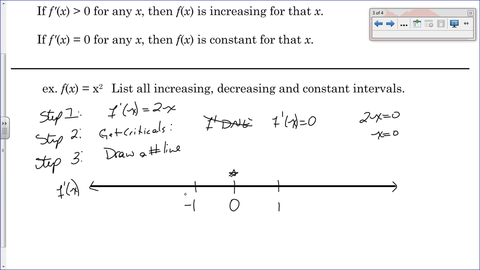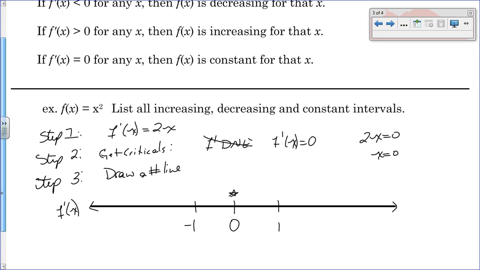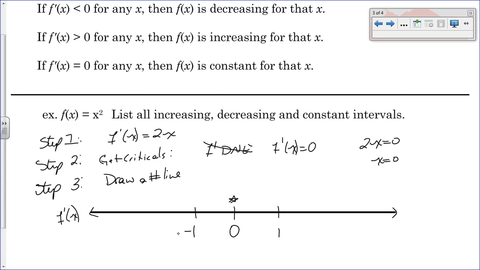Now we want to test a point to the left of our critical and to the right of our critical. Let's test -1. If we put -1 into 2x, we're going to get a negative number. So that means that f prime of x is less than 0, so this side of our interval is going to be decreasing. And on this side, if we stick in 1, we're going to get a positive 2. So that means this side is going to be increasing.